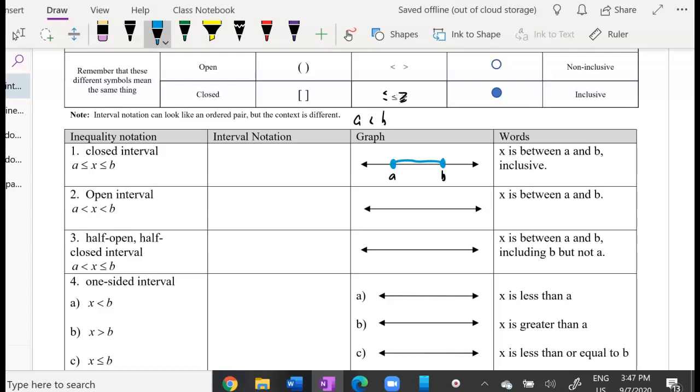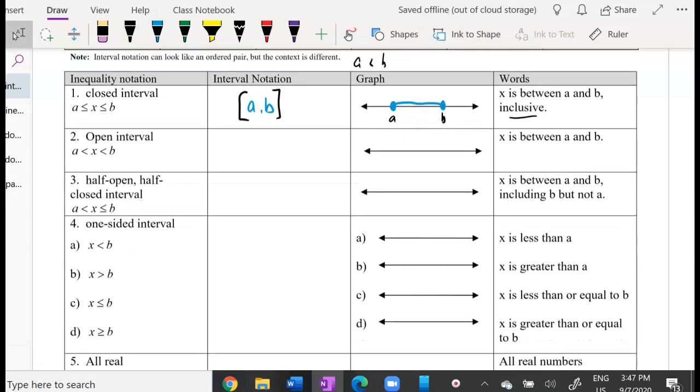Okay, and in interval notation, we would just say that's a to b. I meant to do that in black. A to b, and these are filled in, so we're including the endpoints, so we have the cornered brackets. Okay, and we call that inclusive. We use the word inclusive to indicate that we're including the endpoints.